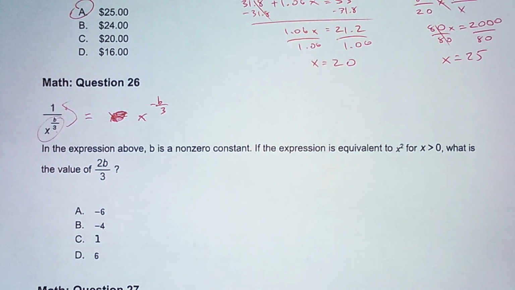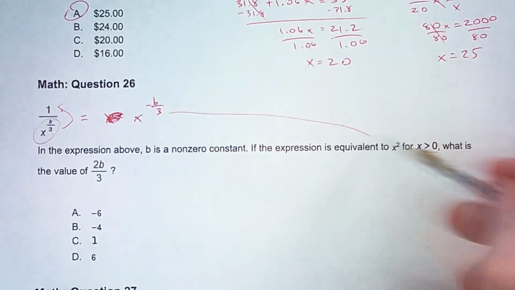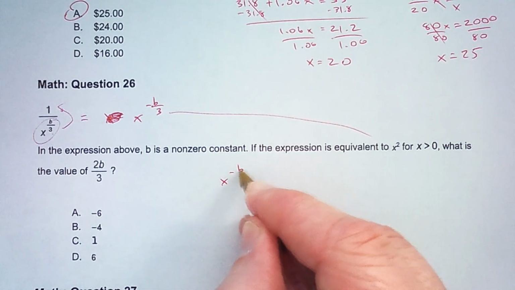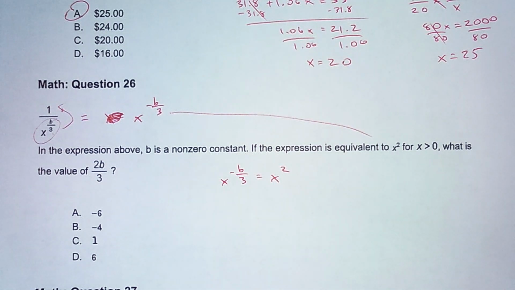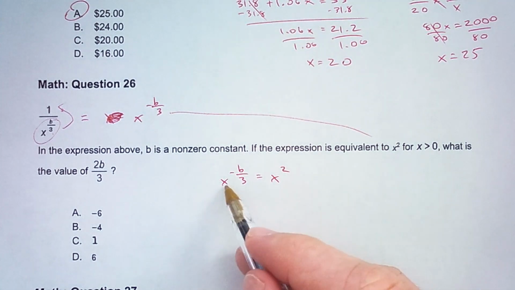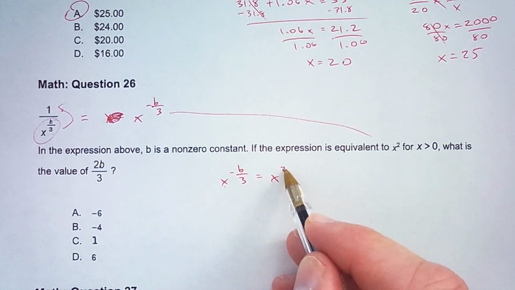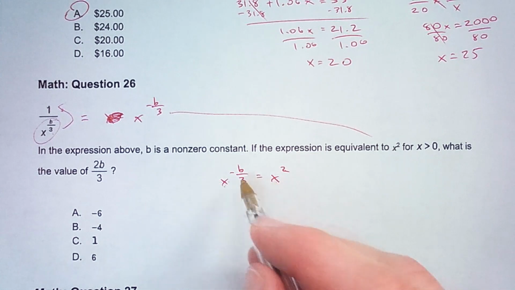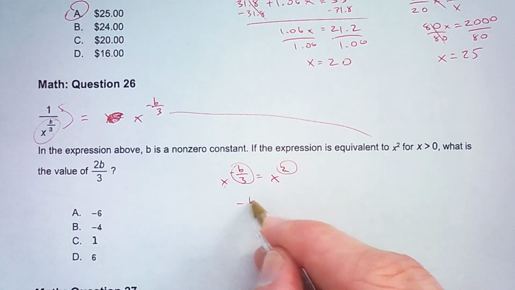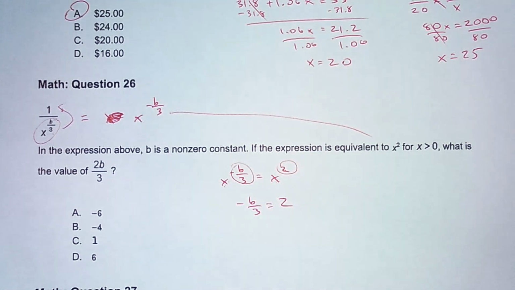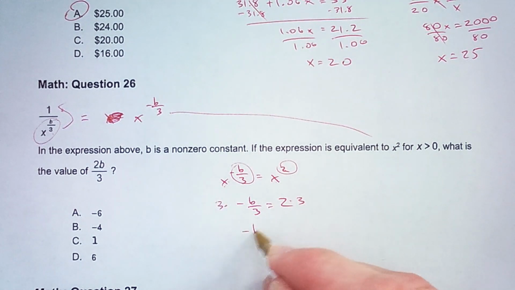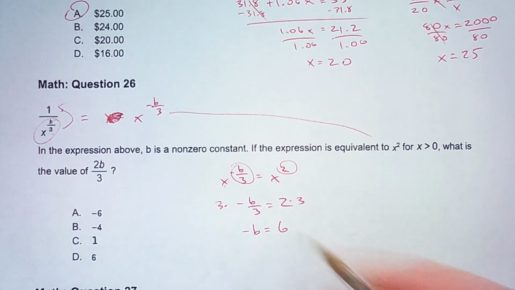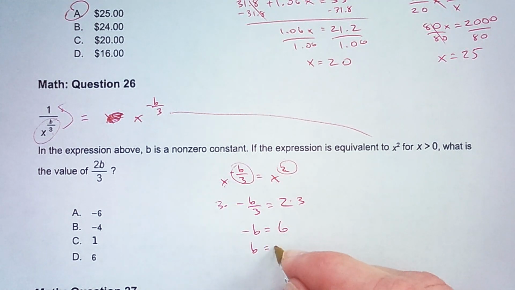Okay, so if this is equivalent to x squared, that means that these two are equal. So x to the negative b over 3 is equal to x to the second power. I can find a value of b. So I've got x to this power equals x to this power. The bases are the same, therefore the exponents are the same. Negative b over 3 is equal to 2. So I can multiply both sides by 3 and get negative b equals 6, which means positive b equals negative 6.